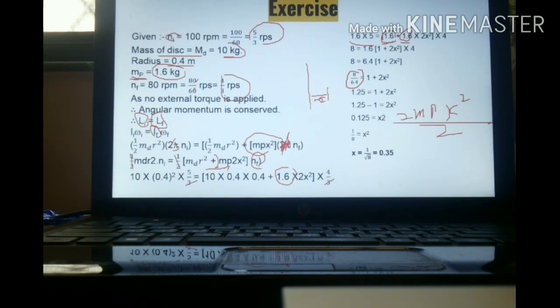1.25 is equal to 1 plus x square. You have to take 1 over here, it was plus over here, after going over here it has become negative. So after subtracting, you will be getting the answer, that is 0.125 is equal to x square. 0.125 can be represented as 1 upon 8 as well.